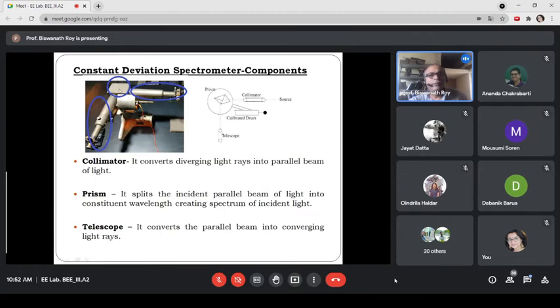But the prism, a very special type of prism, actually generates the spectrum of the incident radiation. And with the help of the telescope, this is the eyepiece, we can see the spectrum. This is the eyepiece, we need to put our eye here.